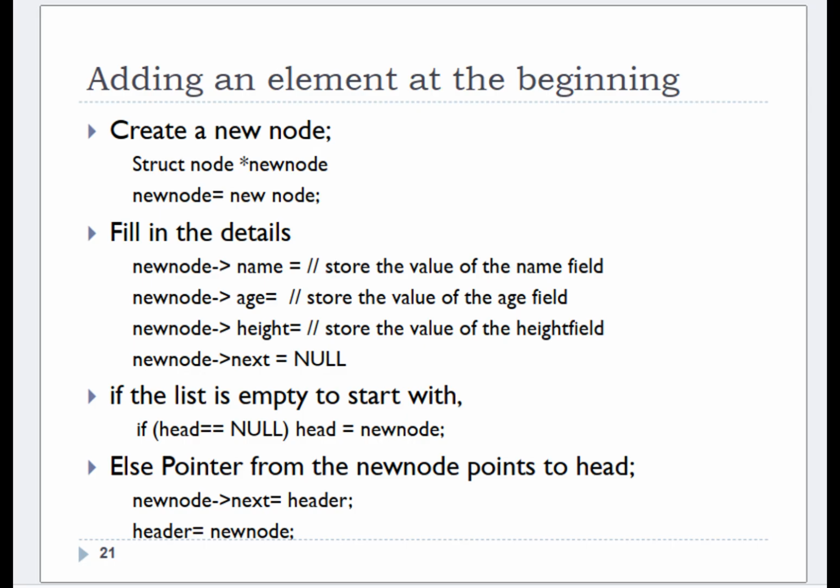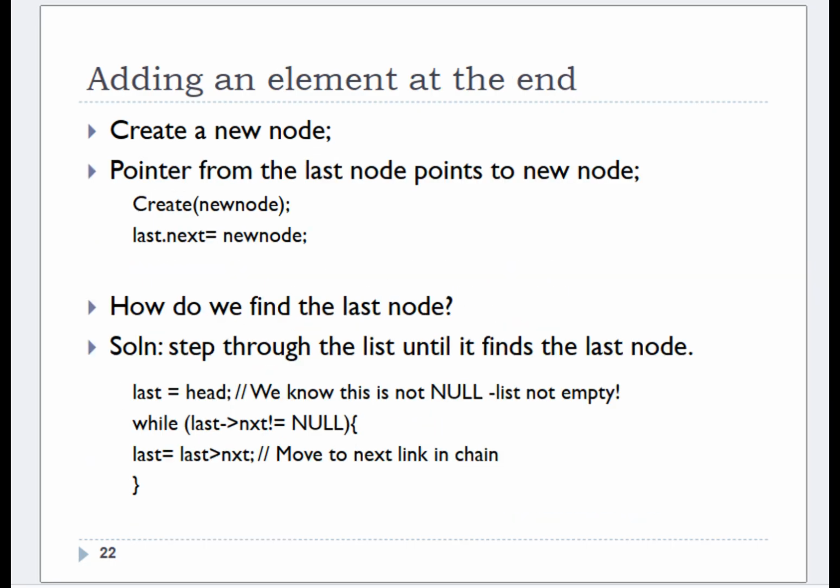newnode->next = head; head = newnode. 21. Adding an element at the end. Create a new node. The pointer from the last node points to the new node: last->next = newnode.